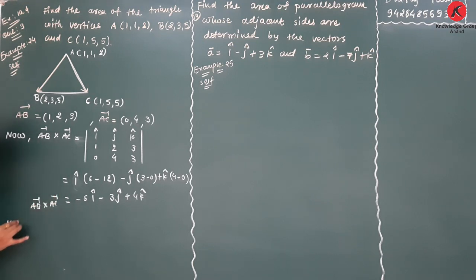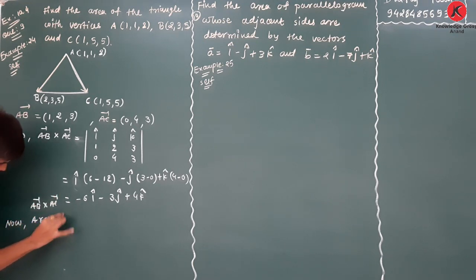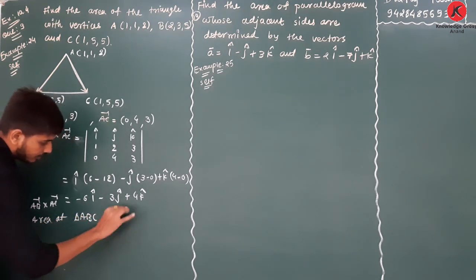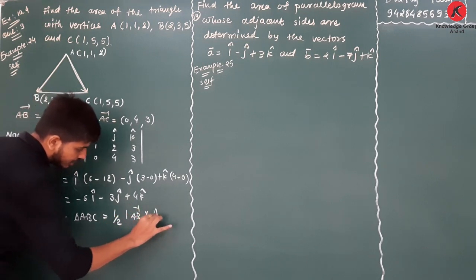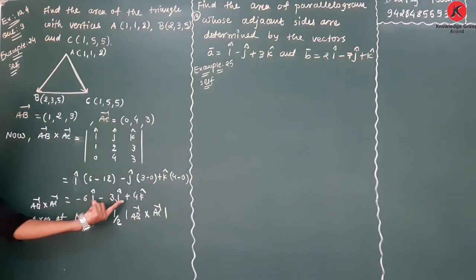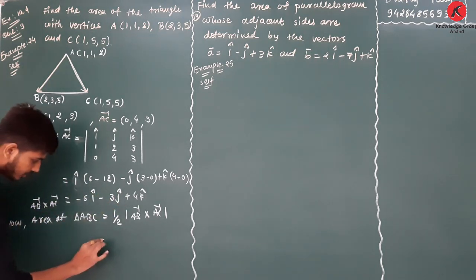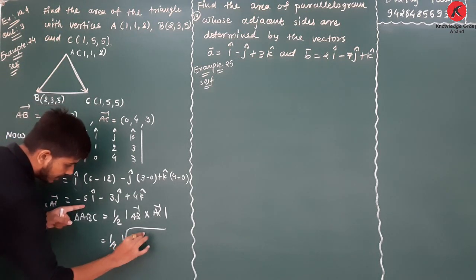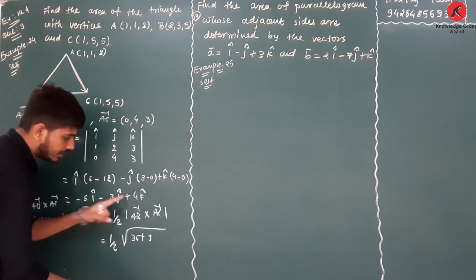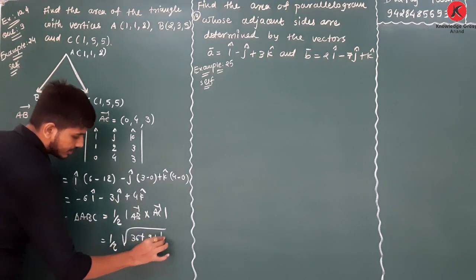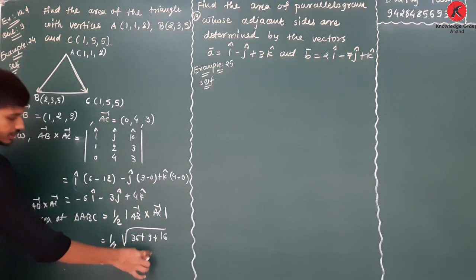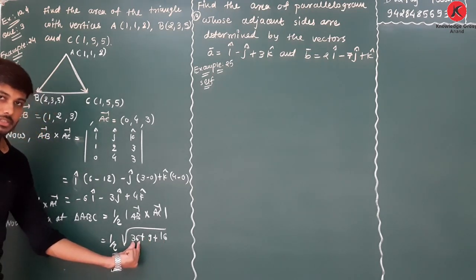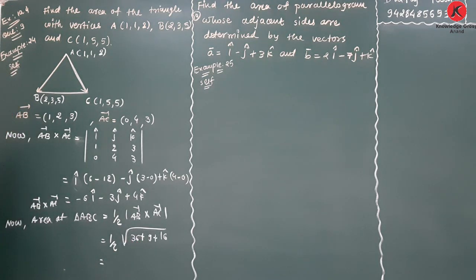Now area of triangle ABC is equal to half magnitude of vector AB cross vector AC. That means we have to take the magnitude of this vector. We are getting half into under root of minus 6 square, 36, plus minus 3 square, 9, plus 4 square, 16, which is equal to 36 plus 9 plus 16, 25 plus 36, 61.